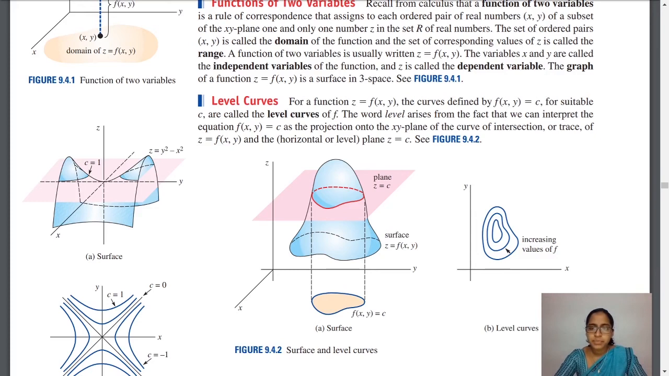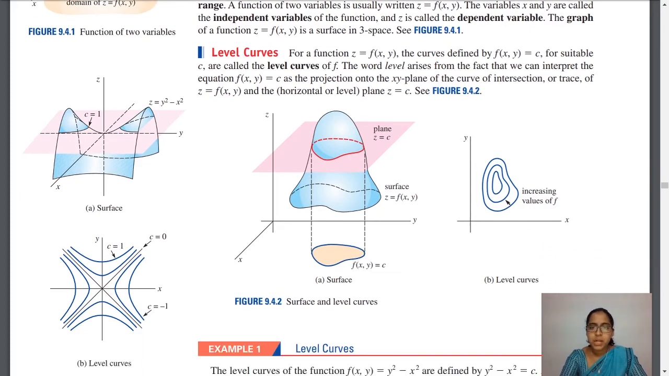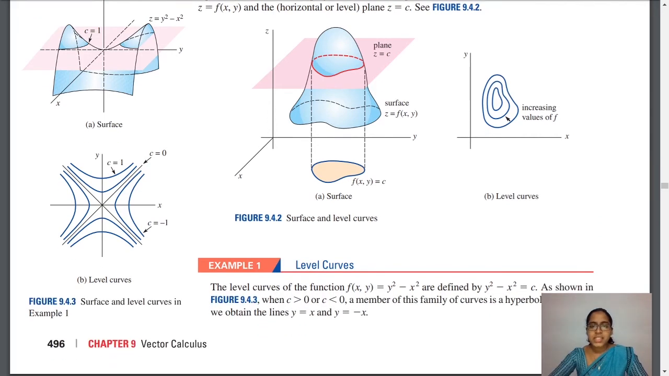You can see that this is our function z equal to f of x, y, and z equal to c is the plane that we are considering. What is it? It is actually the projection on the xy plane. And you can see that for different values of c, we can have different level curves. So let us see an example.